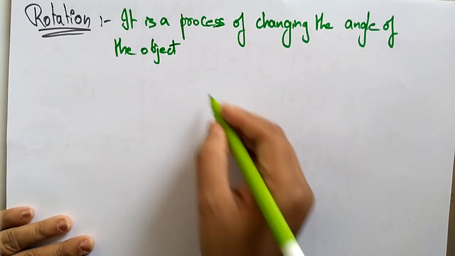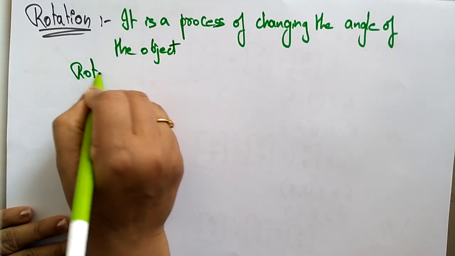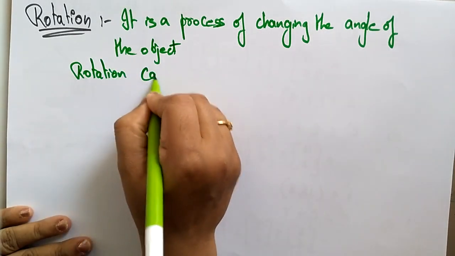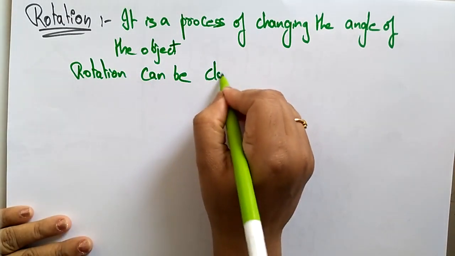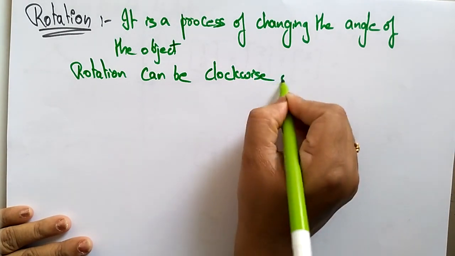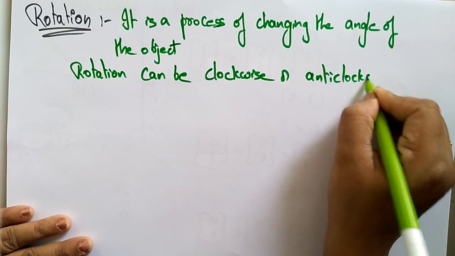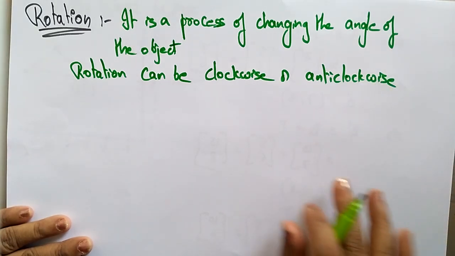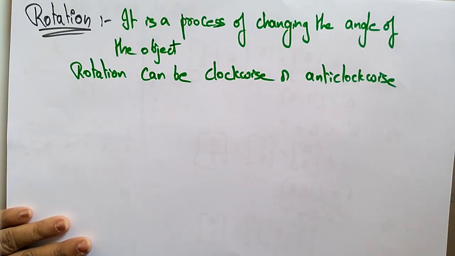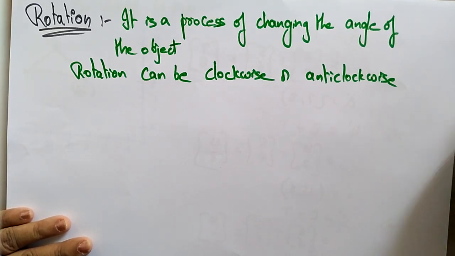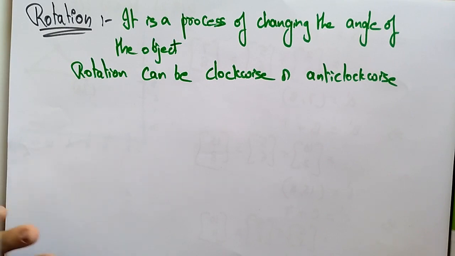Rotation can be done clockwise, or you can rotate the object anti-clockwise. So rotation can be done in the forward or in the reverse direction, clockwise or anti-clockwise. For rotation, we have to specify the angle of rotation and the rotation point, which you call a pivot point, about which the object has to be rotated.